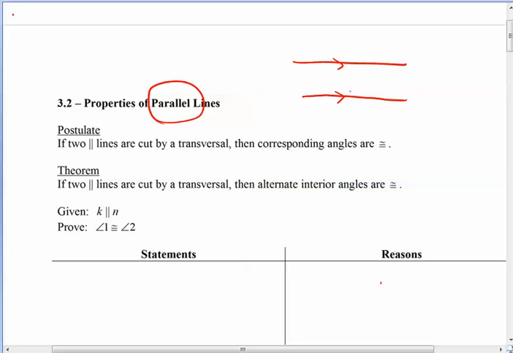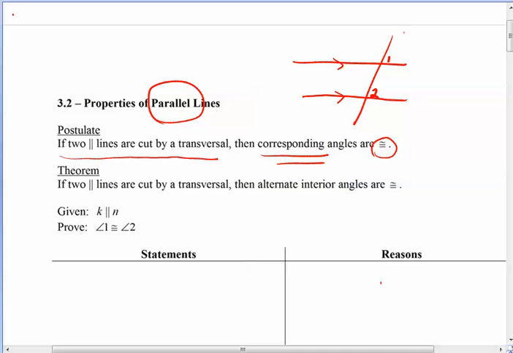Okay. And I'm going to cut through those parallel lines with a transversal to discuss our first postulate, which is that if 2 parallel lines are cut by a transversal, then corresponding angles are congruent. So in this diagram I've created up here, perhaps we can label these as 1 and 2.